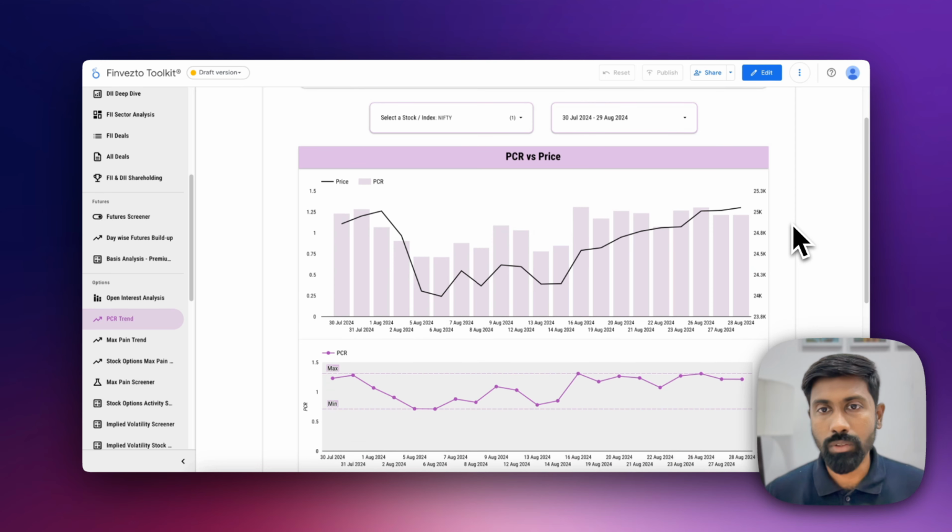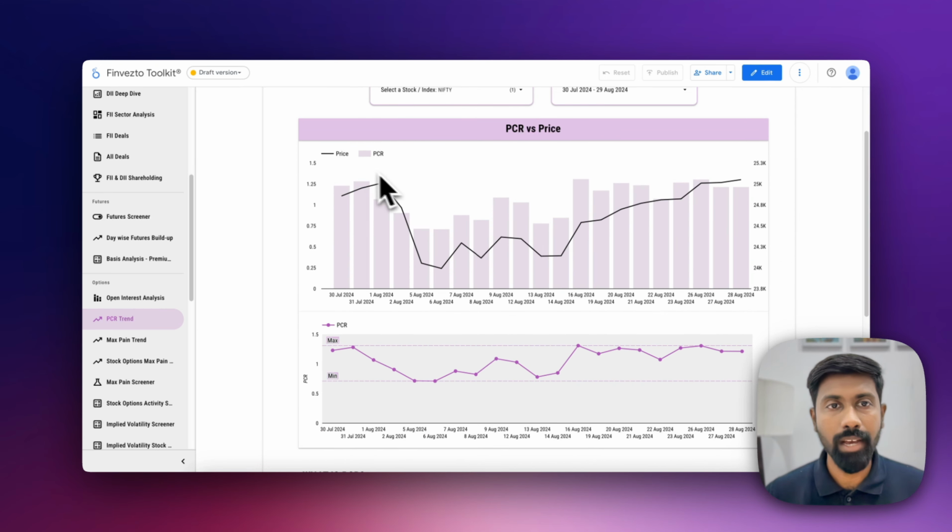And you will find two graphs below. One is the PCR and price graph. So price will be the black line here and PCR is the bar here. And there is a separate PCR graph as well. This bar is the same as these dotted lines here. I've just plotted the PCR separately below so that we can see between which range PCR is actually trading.